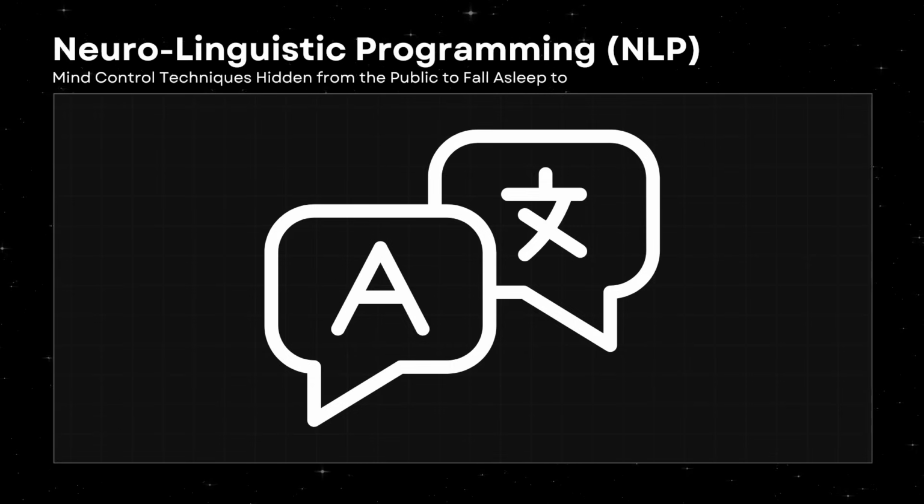NLP is used in sales, therapy, politics, and even parenting. In therapy, it might help someone change a limiting belief. If a person says, "I always fail," the therapist might reframe that by saying, "You've had moments where things didn't go as planned, but you also kept going." That shift in language opens a door. It changes how the brain sees the past.